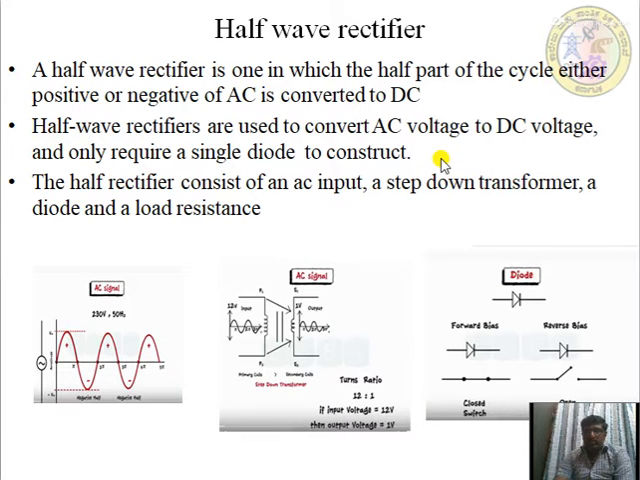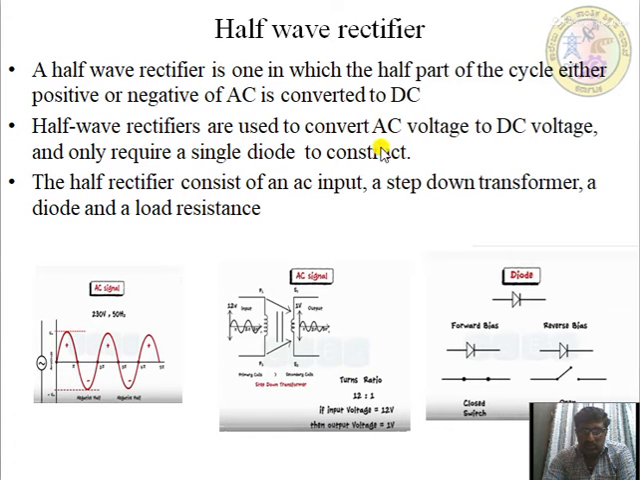First, we will go for the half wave rectifier. A half wave rectifier is one in which half of the cycle, either positive or negative, of AC is converted to DC. Half wave rectifier means only one diode will be used. We can consider either the positive half cycle or the negative half cycle, but normally we connect it for the positive half cycle.